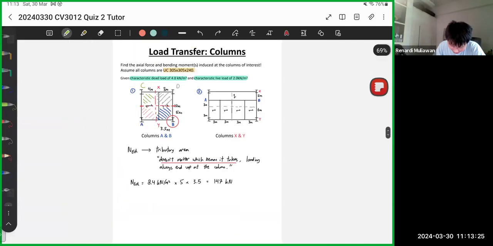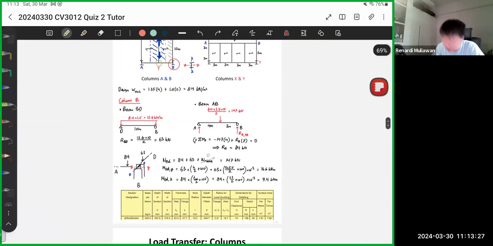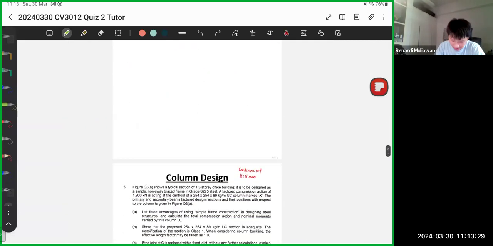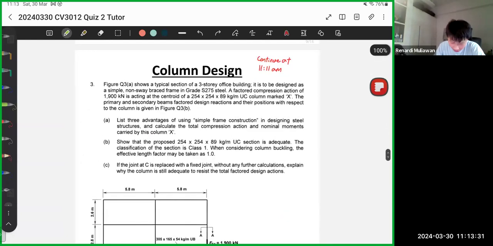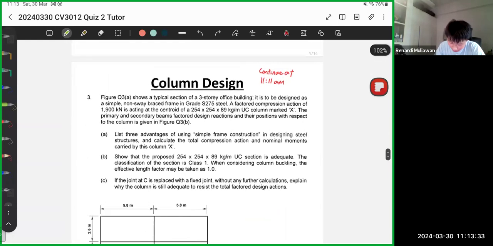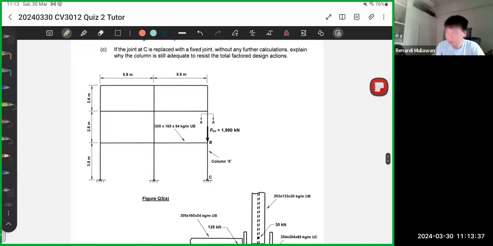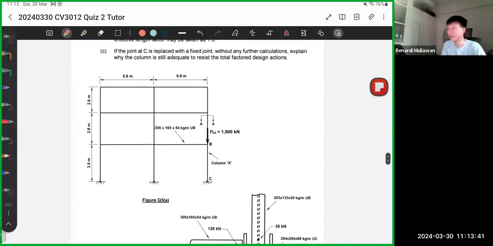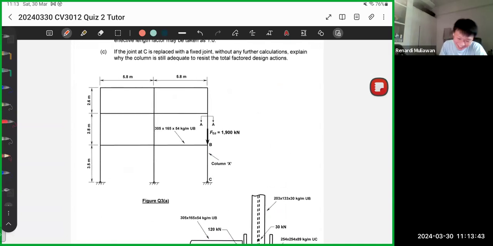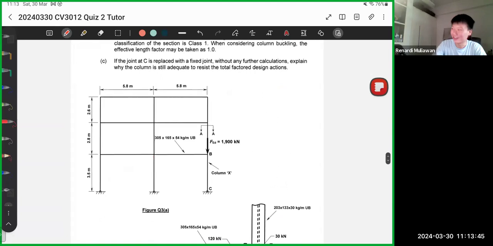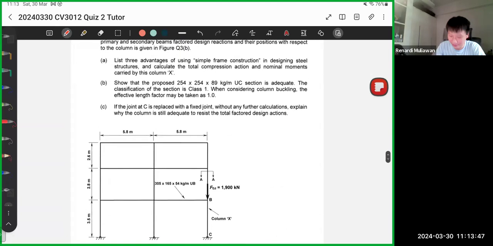Okay, so we've done tributary area. Now let's go to the design question. This is a typical question, because if you build a building, usually it's more than one story. It's usually multiple levels.